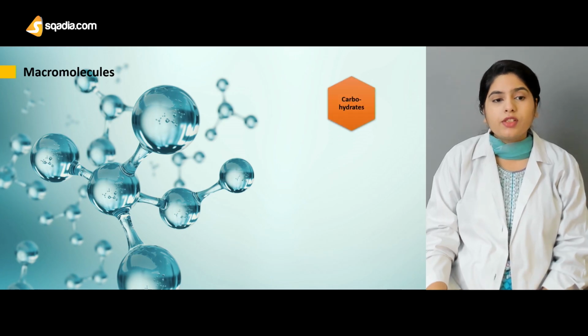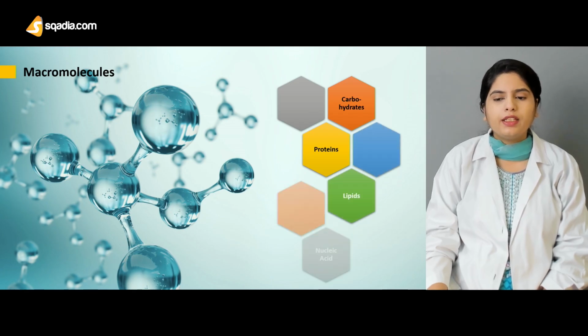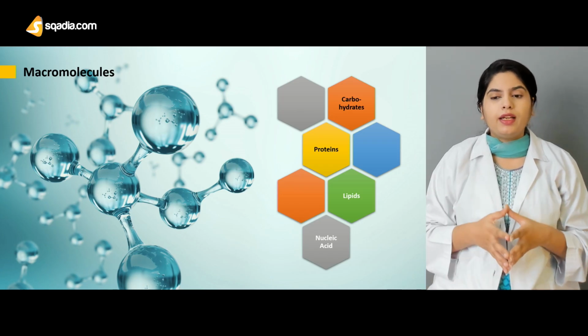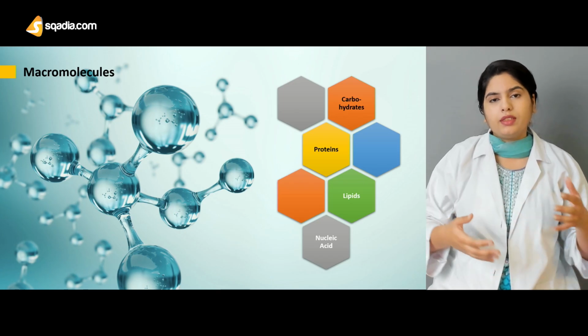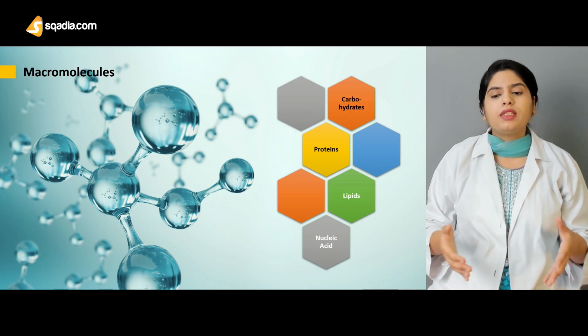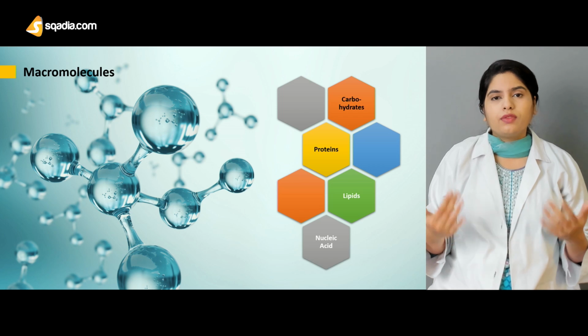Now, the major macromolecules are the carbohydrates, proteins, lipids, and the nucleic acids. Nucleic acid is also formed of amino acids, just like the protein, and it forms the DNA, that is the genetic material of the body.